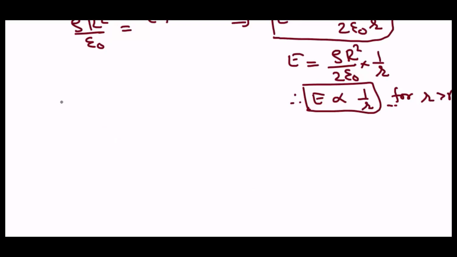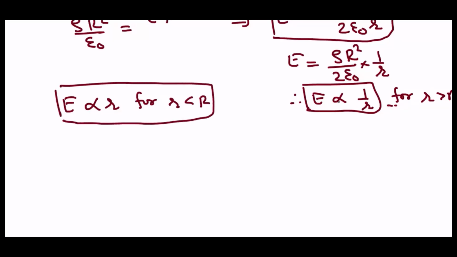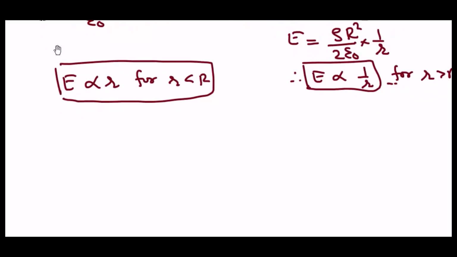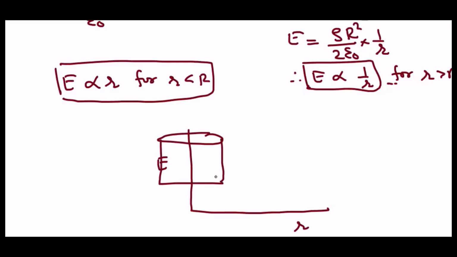So earlier we had obtained the equation E is proportional to r for r less than R, and E is inversely proportional to 1 upon r for r greater than R. And therefore if I again plot the graph of E versus r, I'll take the y-axis and the x-axis. On this axis I have E, on this axis I have r. Here I will take the cylinder. This is the cylinder. So here, this is r less than R, here r greater than R.